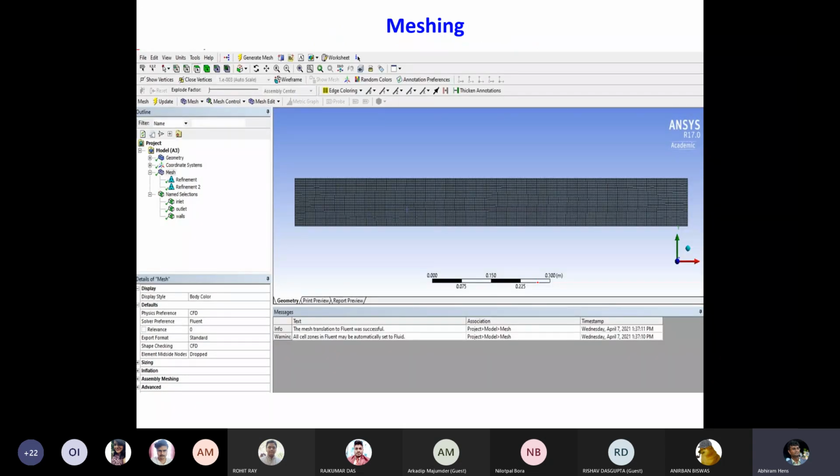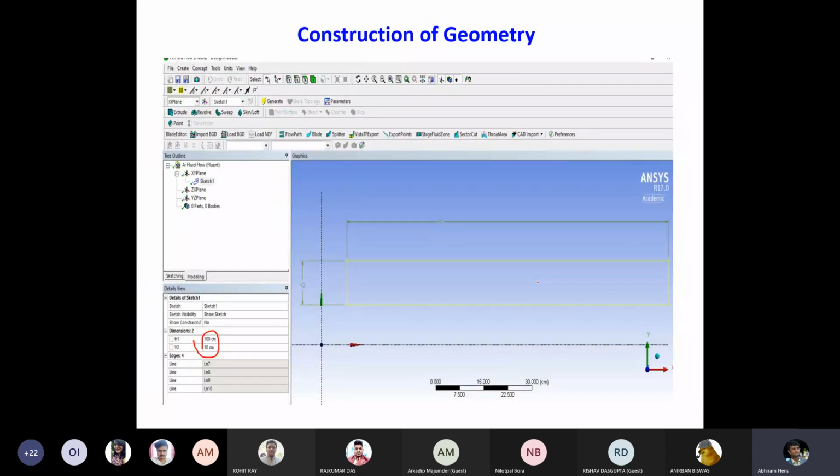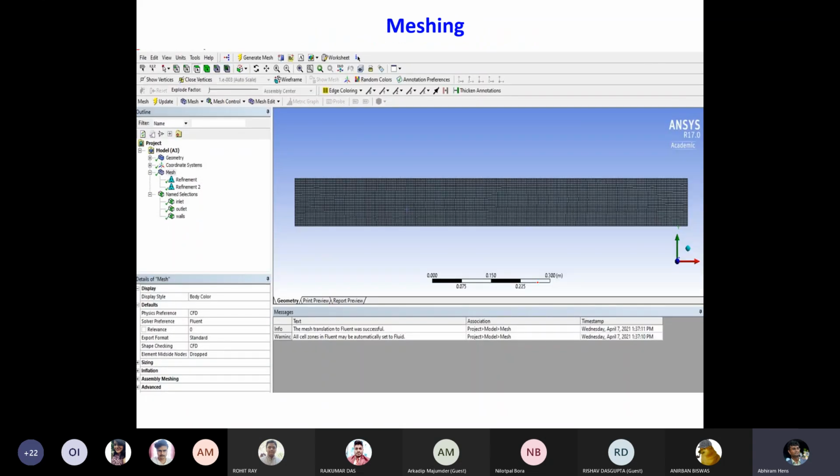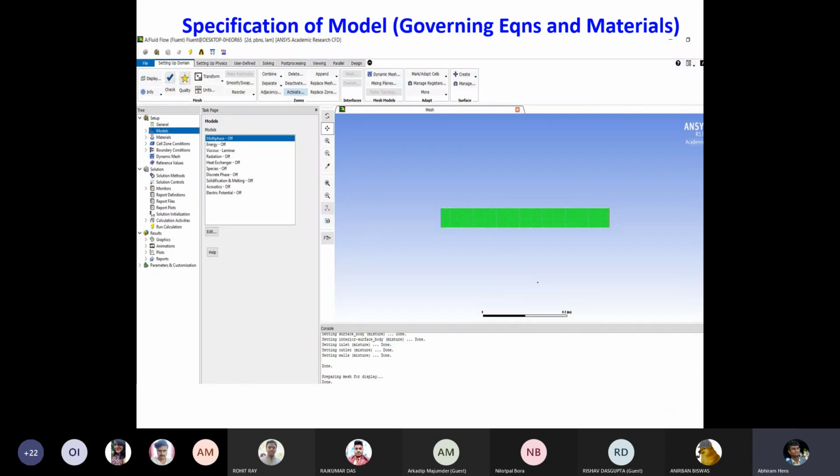Then you have to create the surface out of it. Detail step I will be coming into the next example. And then you mesh it. This is the meshing step. After that meshing, you need to go to the specification of the model. That means governing equations and material you have to specify here.